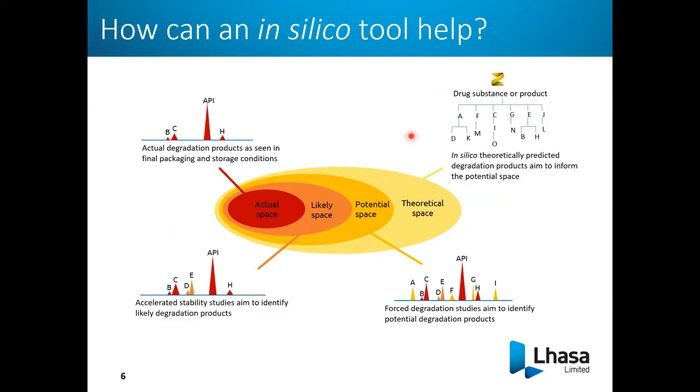Zenith can be used to predict what's theoretically possible for a given chemical structure based on known degradation pathways. And this provides an overview of that theoretical space for that particular compound. Armed with that knowledge, because as we all know, knowledge is power, that theoretical space can then support and aid decision-making for developing forced degradation studies, because you can think, well, I already know what I'm looking for. I know where to target my attention. And in turn, having a good overview of that potential space can ultimately aid understanding of the likely and actual degradation products that you might find in the final packaging and storage conditions, because hopefully nothing needs to be a surprise.